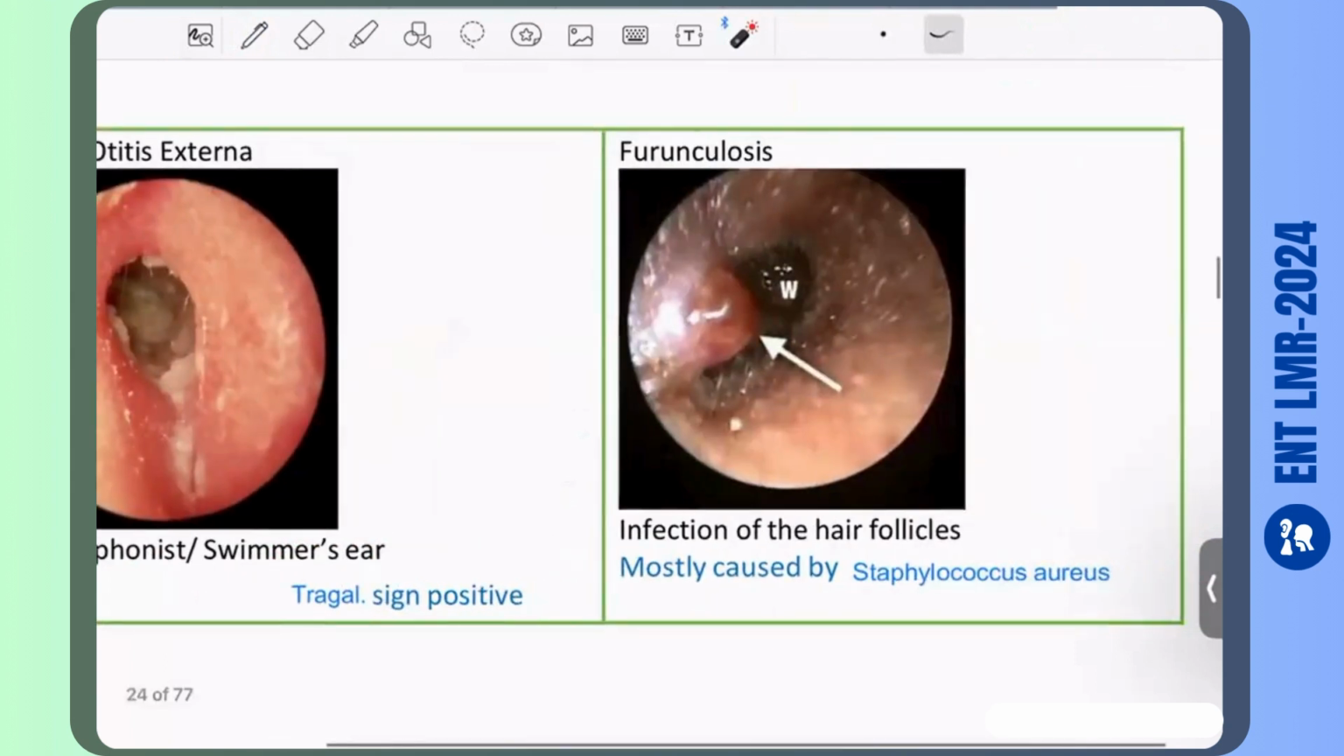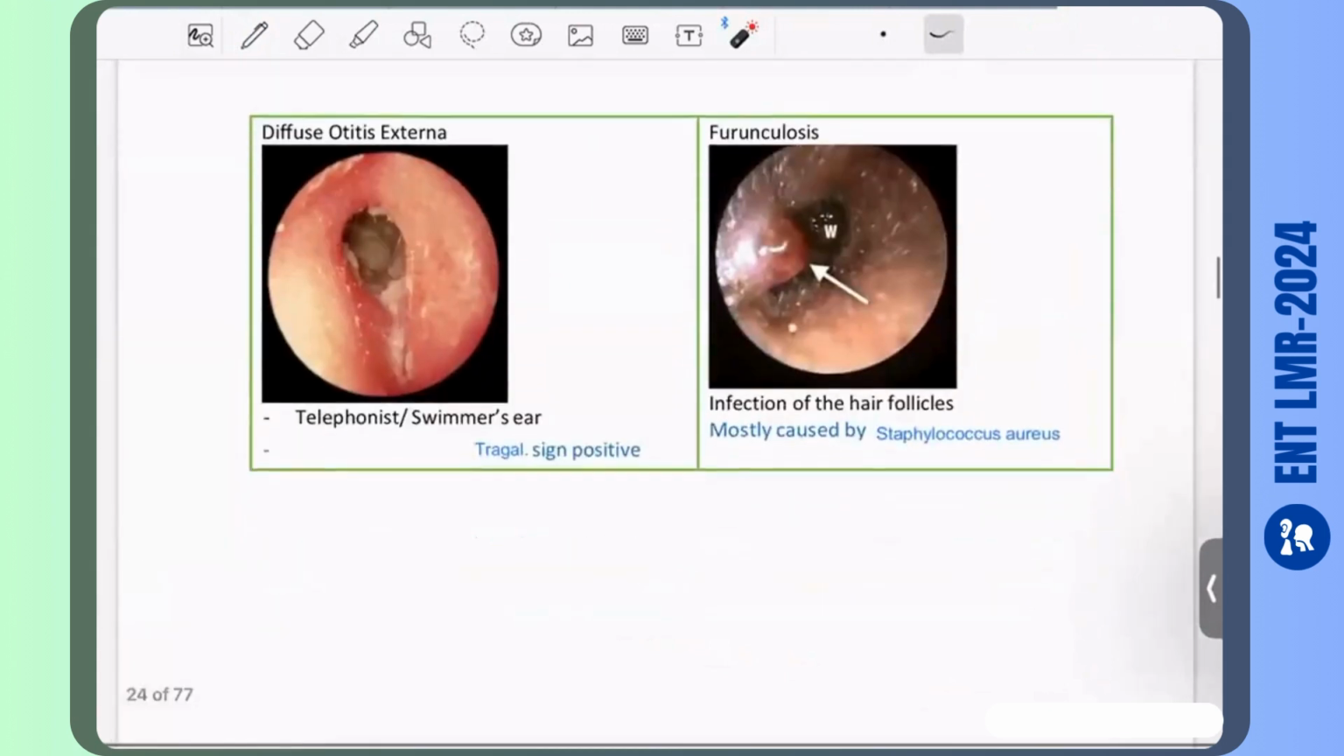If it is not diffuse and is located only to one of the hair follicles, it is furunculosis. Infection of the hair follicles, mostly caused by Staph aureus, is called furunculosis. Very, very important. For both the diseases, you should give antibiotics as treatment.